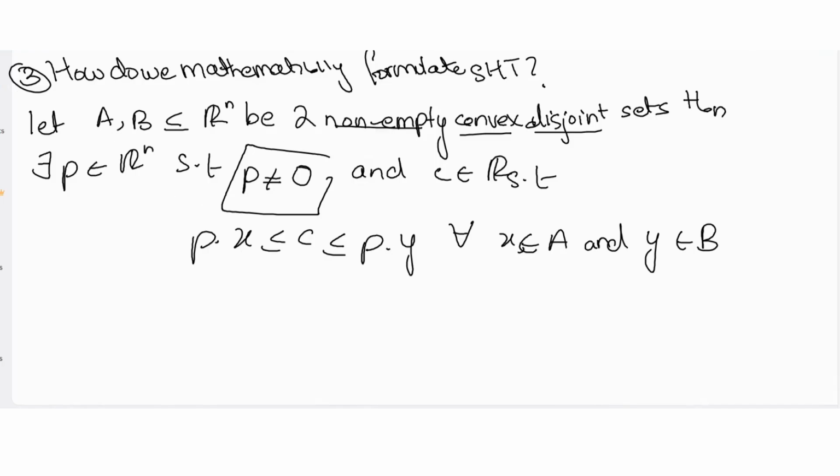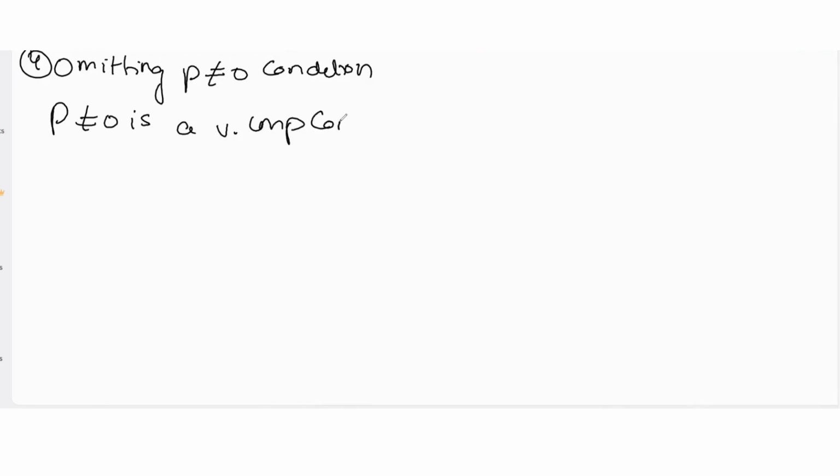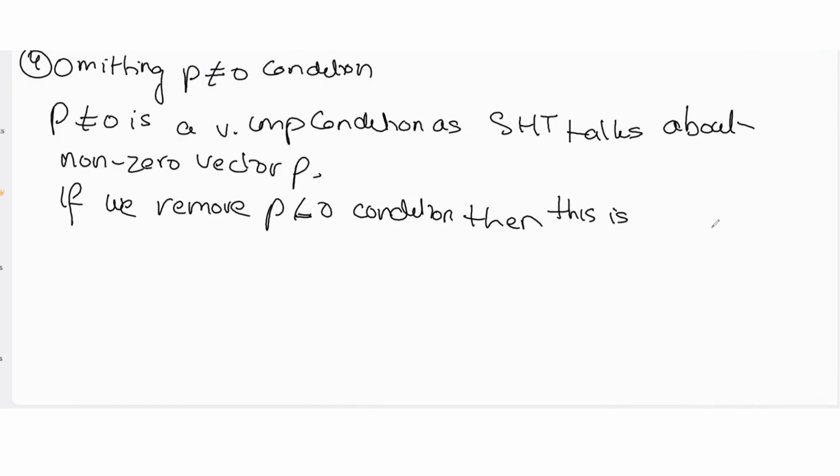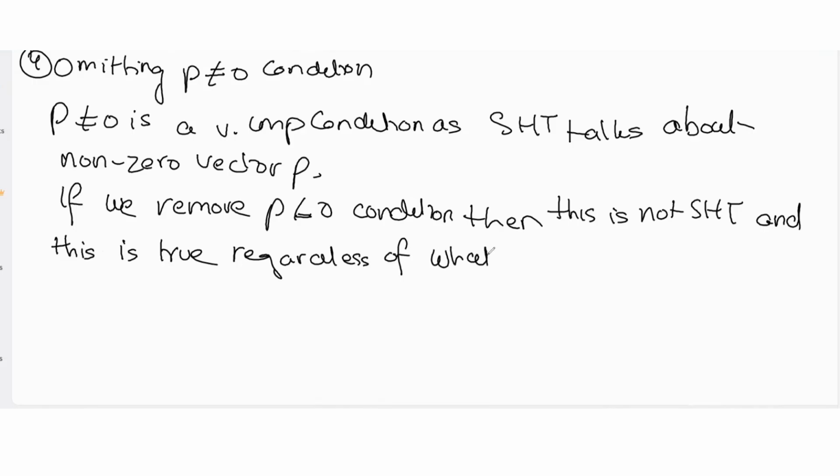Now let's look at what if we omit the P not equal to 0 condition. P not equal to 0 is a very important condition, as the separable hyperplane theorem, SHT, talks about a non-zero vector P, right? It's a very important condition. If we remove P not equal to 0 in the separable hyperplane theorem and you formulate it mathematically, then this is not the separable hyperplane theorem. And this is true regardless of whatever A and B are.